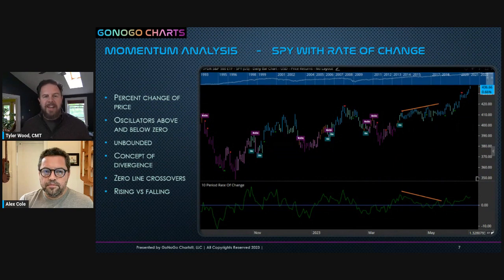So here we've got higher highs in price, and we've got a lower high in the rate of change, but that does not, in this case, precede a falling price action. It's not a trading signal. It's not infallible, at least.